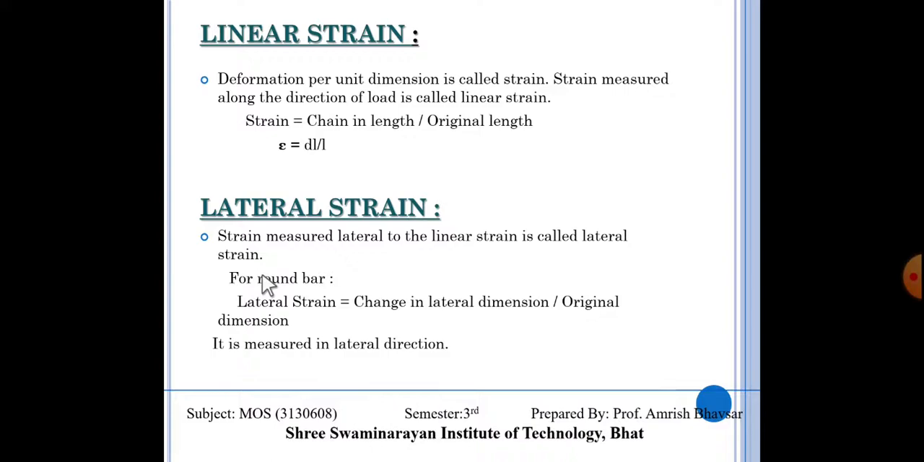If contraction is there, meaning the length is decreased, then the cross section of the member is increased, and that is also called lateral strain. Lateral strain is measured relative to the linear strain. For a round bar, lateral strain is equal to the change in diameter upon the original diameter. That we know.